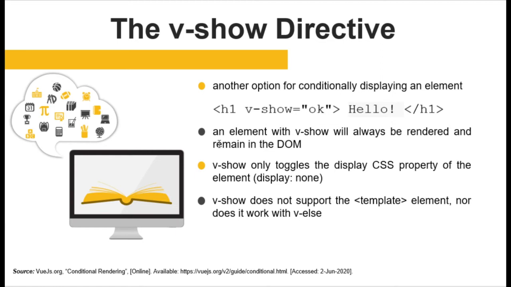In v-if, the element will only be rendered in our HTML or the DOM if the condition is true. v-show always renders and remains the element inside the DOM. So what happens in v-show? v-show only toggles the display CSS property of the element, display none, which means the value being evaluated in v-show is false. Okay? v-show does not support the template element, nor does it work with v-else.